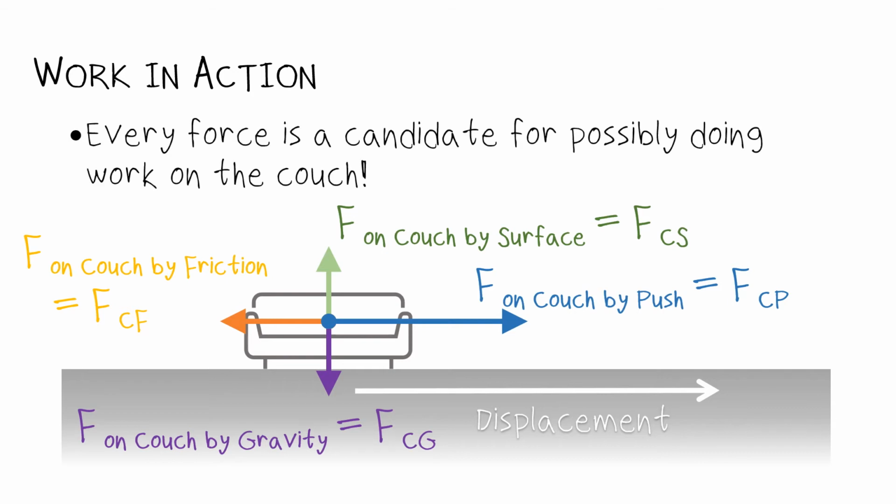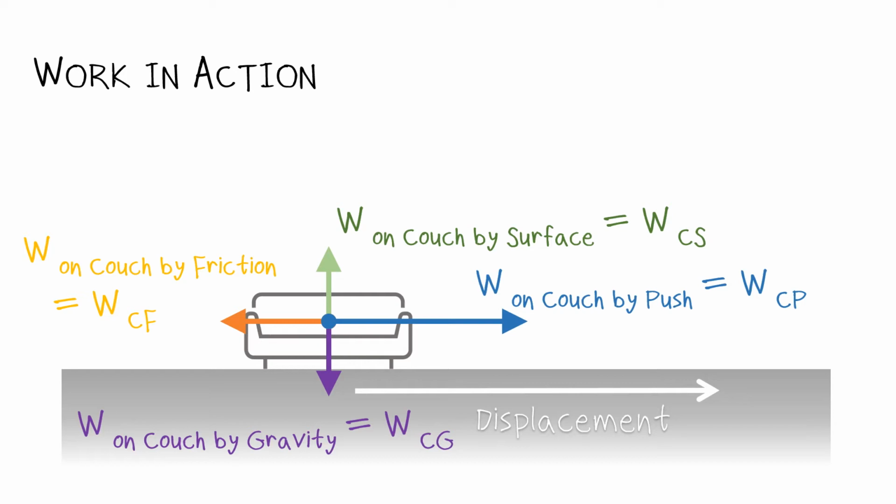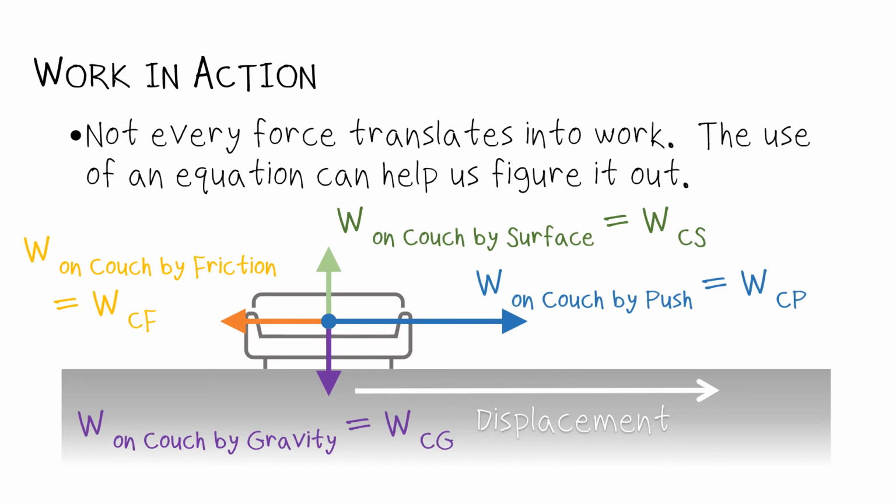All right, so every force is a candidate for possibly doing work on the couch, although not every force ultimately will do work on the couch. So let's basically translate each of these forces into works. And there we go. Every force could potentially turn into a work. Now, not every force is going to make this transition because some of these might end up being 0. So we need to take this concept of every force is potentially work and turn it into practice with the benefit and application of an equation.